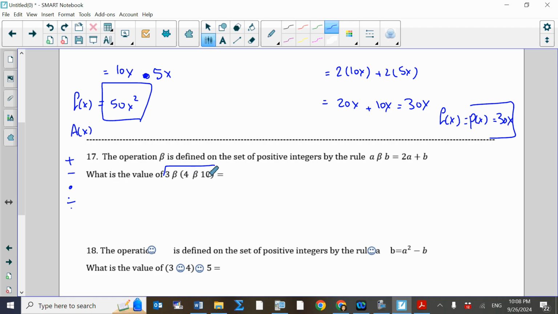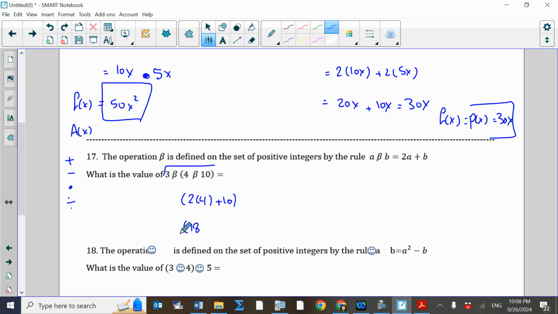4 and 10. What do I do? First of all, do the inside of the parentheses, which we always do first. So inside the parentheses, take the first number, multiply by 2, and add the second one. So this is going to be 2 times 4, which is 8, plus 10, which is 18.